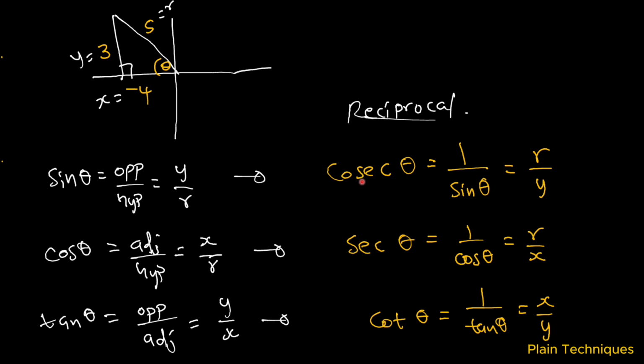Now, let's say the question says determine cosec, and you're given that. The first thing that you do is you do that, and you just flip so that you can get this, right? And you continue like that. So r will be 5 and y will be 3. So this will be 5 over 3.